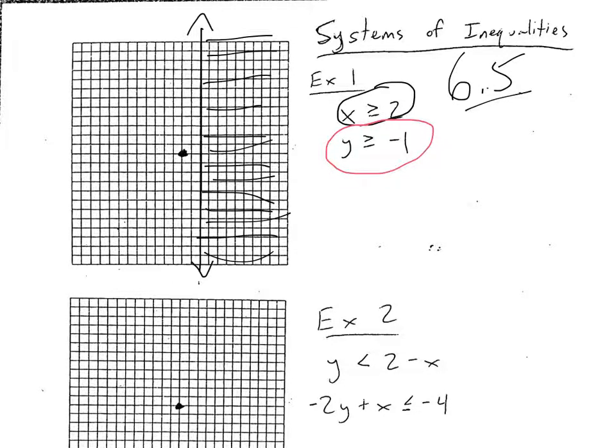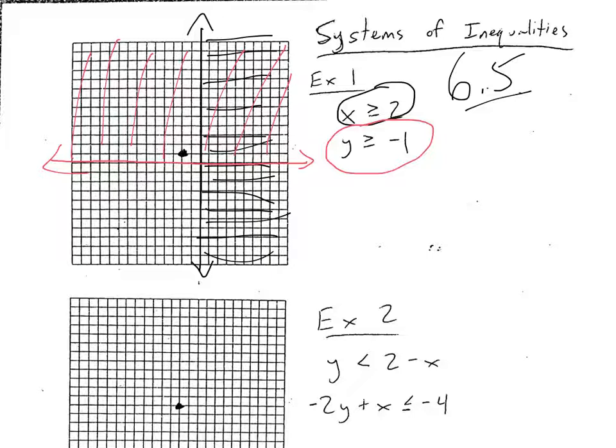And I'm going to use the color red here. And I want to graph y is greater than or equal to negative 1. So that's going to be a horizontal line at negative 1. Here. And all the points greater than or equal to negative 1 are above that line. Everything up here. So everything in red makes the second one true.